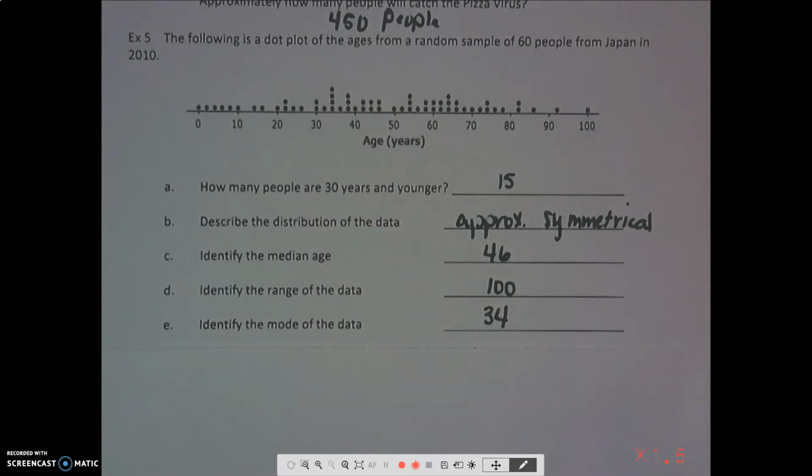Okay, so there's lots of information here about histograms and dot plots, both making them and analyzing them. So make sure you're going back and looking at the different pieces if that seems a little bit overwhelming for you. And that's it.